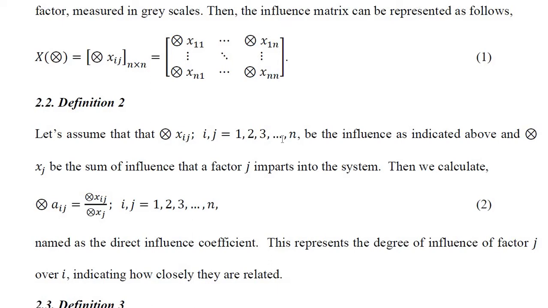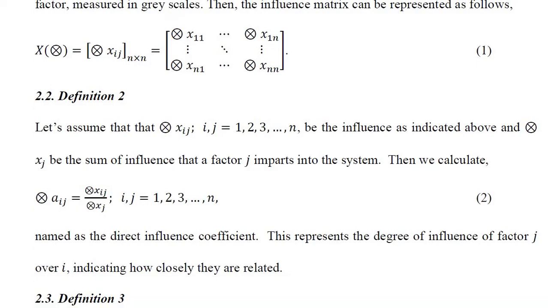So what is the meaning of that? The particular influence of a factor i over j, divided by the total influence that a factor j imparts in the system, that is xj. So we are giving the particular influence of i over j divided by the total influence that a factor j imparts on the system. This is indicated by the gray number aij. It is called the direct influence coefficient. This represents the degree of influence of factor j over i, indicating how closely they are related.